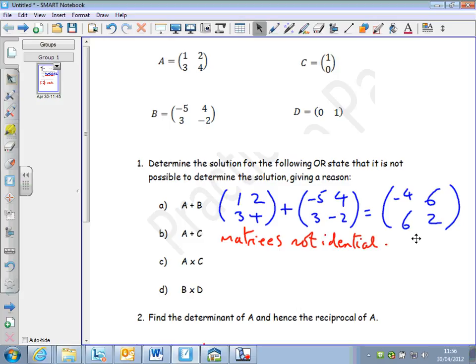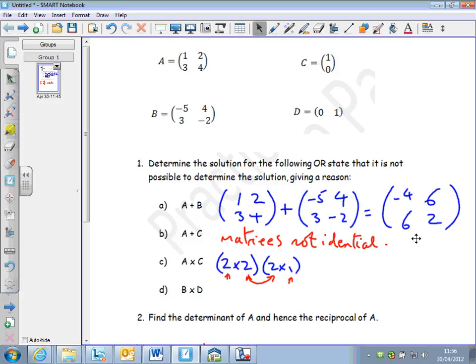A times C, in this one, to be able to multiply matrices, if I write down the order of these matrices, so for example, A is a 2 by 2 matrix, and I'm going to multiply that by a C, which is a 2 by 1 matrix, and I can do this because to be able to multiply, these two must be the same, and we end up with a 2 by 1 matrix.